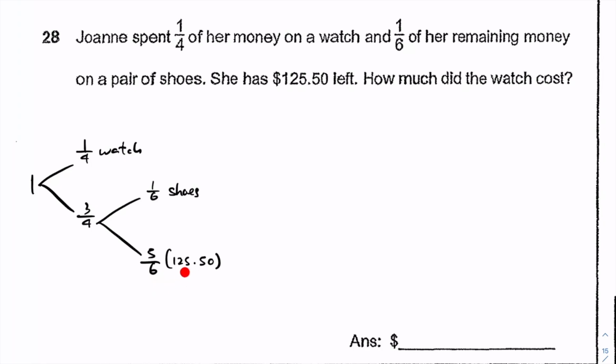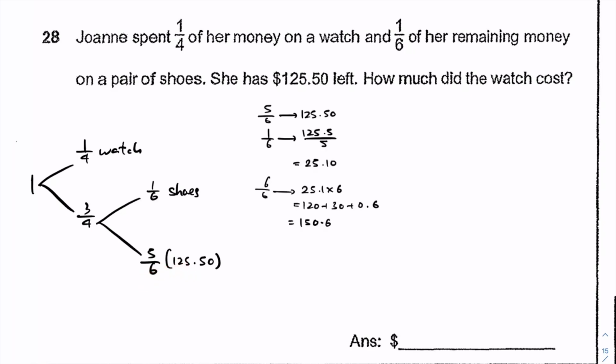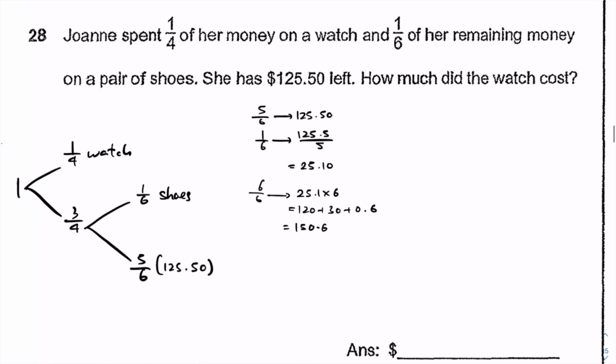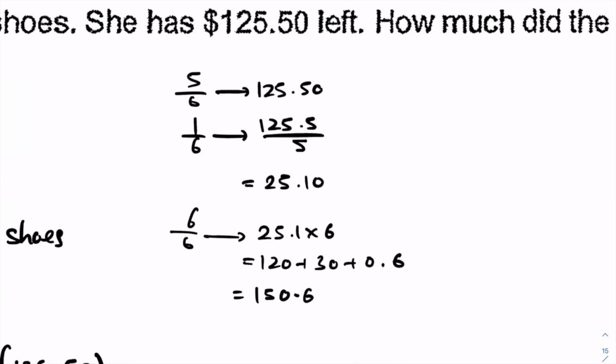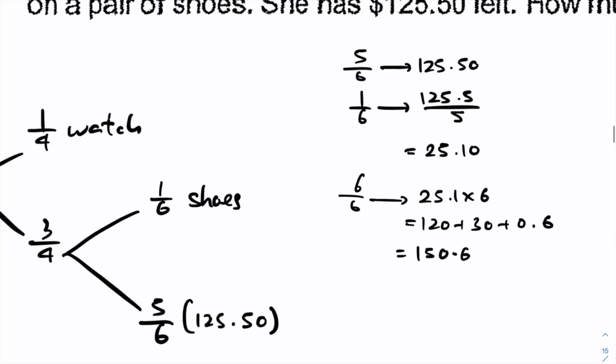And this represents the 125.5 left. Okay, let's form an equation, shall we? So 5/6 of the remainder, therefore, here is 125.5. Okay, 1/6, therefore, we're going to divide by 5 because it's 5 units to 1 unit. That's $25.10. Okay, let's find these two branches add up to be 6 over 6.